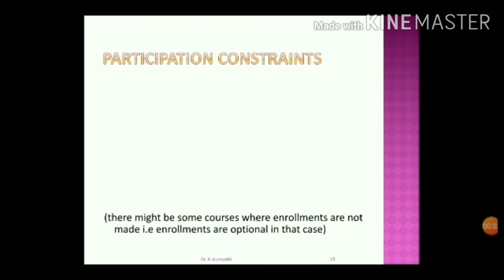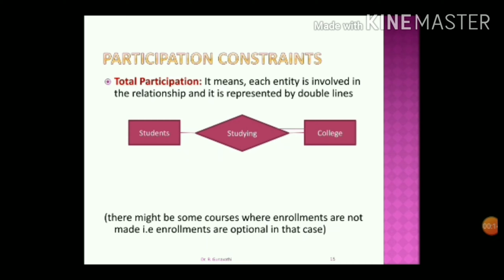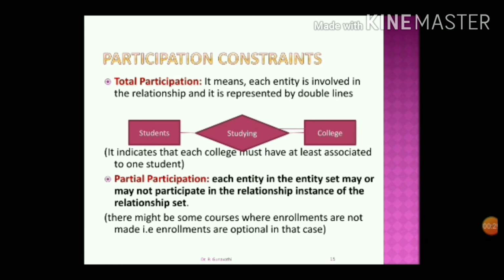Next, we will have a discussion on participation constraint. There are two types of participation constraints: total participation and partial participation. Total participation means each entity is involved in the relationship and it is represented by double lines. Partial participation means not all entities are involved in the relationship and it is represented by a single line. In the given example, total participation of college indicates that each college must have at least one associated student.